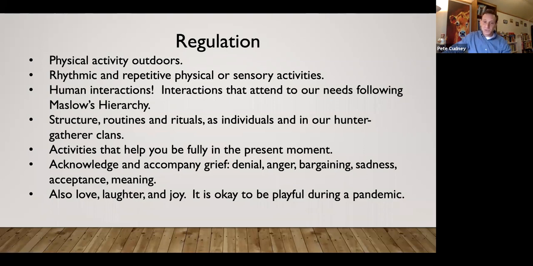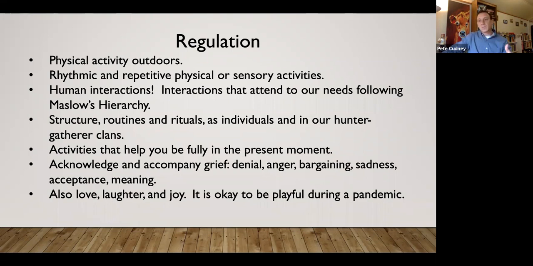The antidote to stress is positive interactions together. It is okay to be playful during a pandemic. It is okay to be laughing and joking. I'm getting emotional right now. It's probably more than okay. It's probably essential for us to do this. So tell each other when you feel that love that comes up, right?